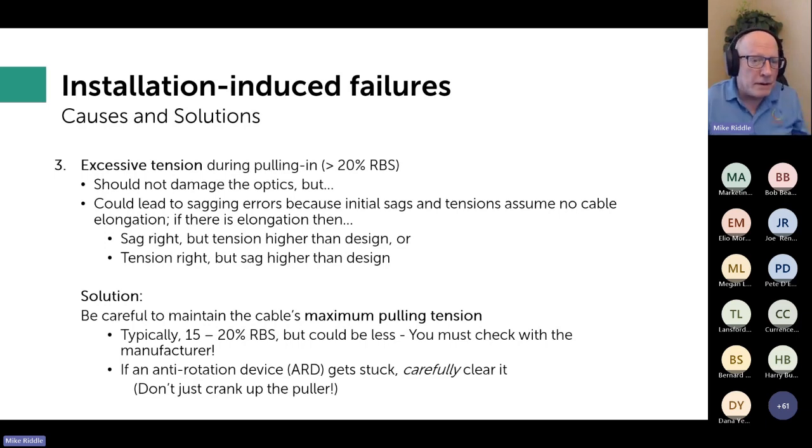And if it does elongate, I get into this situation where I can get the sag correct, but the tension is actually higher than what's on the sag table or chart, which is to say higher than what it was designed to be. Or I can get the tension correct, but then the sag is going to be higher than what it was designed to be.